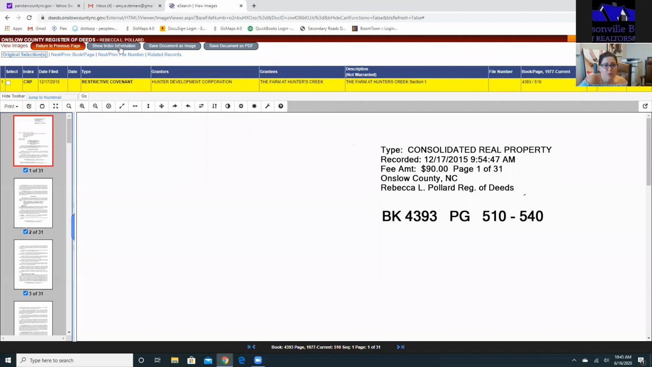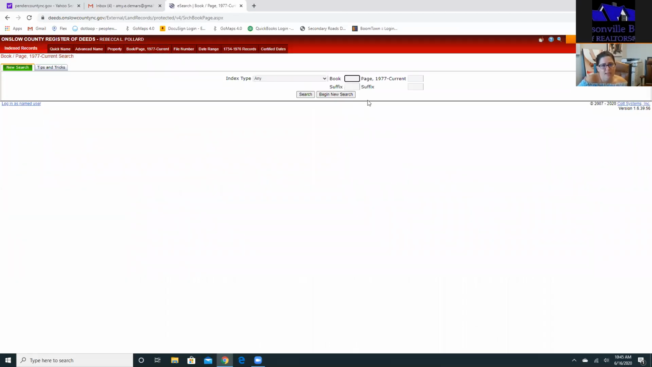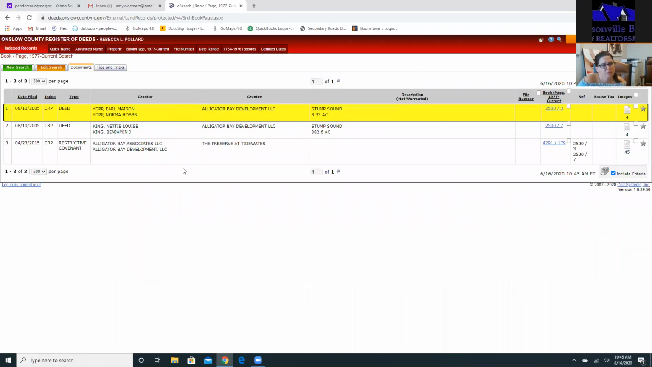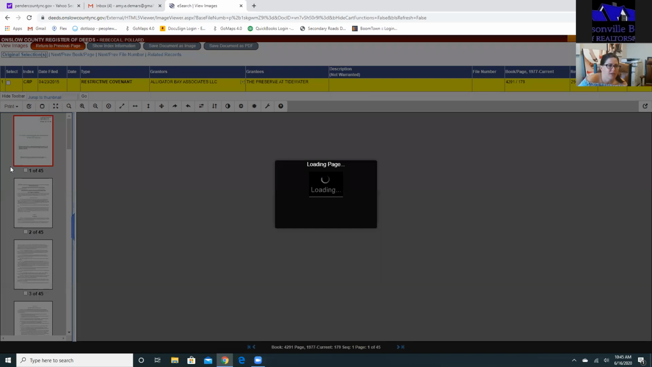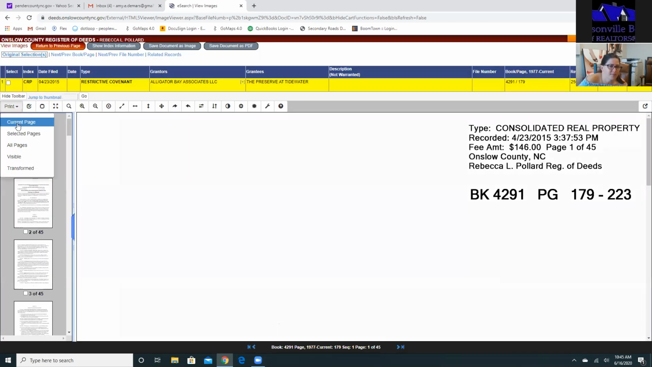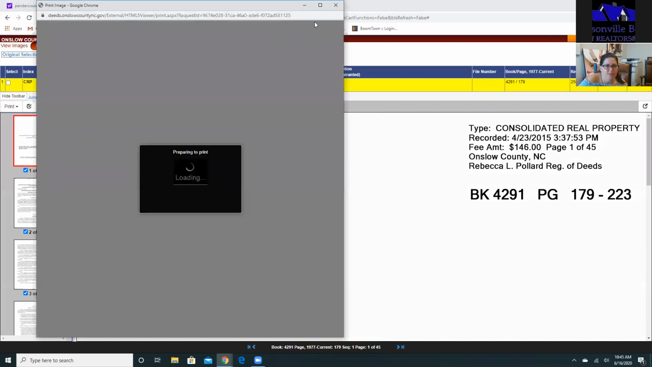So we've talked about breed restrictions mostly. I also want to show you some other things that can come through when you're looking through restrictive covenants that you may not be aware of. So now we are looking at the Preserve at Tidewater, 45 pages. Very good reason why it's 45 pages long. They have a lot of restrictions.